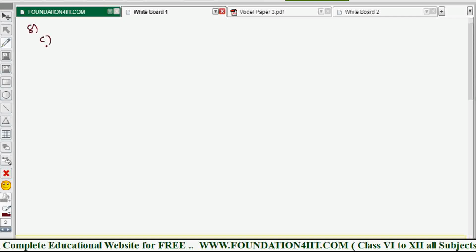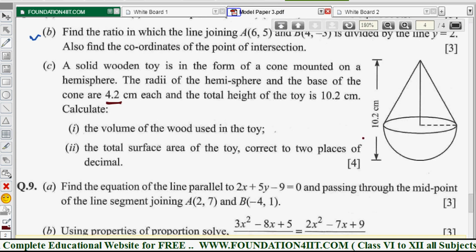So let the common radius be 4.2, as given. The radius for both is equal to 4.2 centimeters, that is 42 by 10, you can write 21 by 5. I'm taking this for easy calculations. And the height of the cone. So let me take the diagram. Here the cone, and down is the hemisphere.